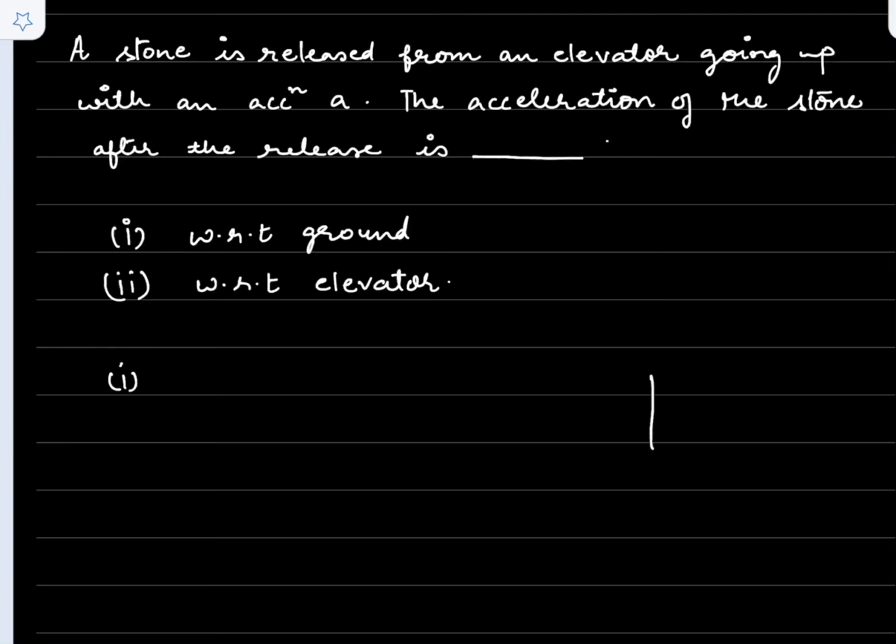What will happen when we have this elevator which is initially moving up with an acceleration a, and suppose you drop a stone? Now when you drop a stone, that stone is not in contact with the elevator. So there is no contact with the elevator for this stone. So this stone will be only under gravity. So if I want to calculate the acceleration of the stone with respect to ground, it is only g acting downward.